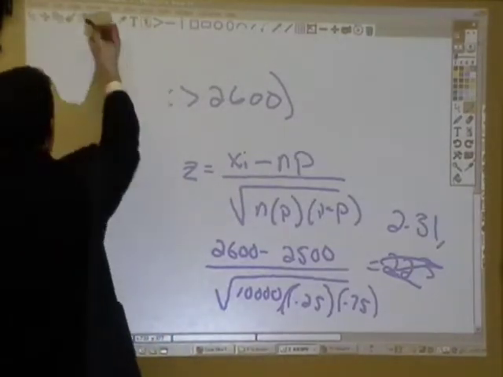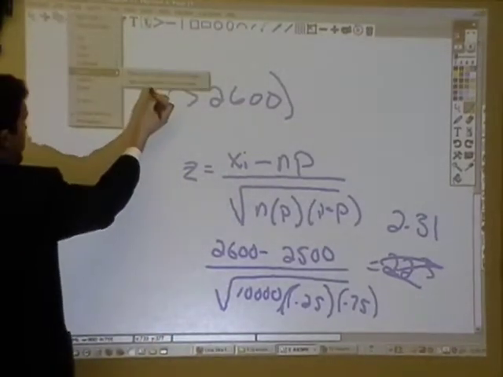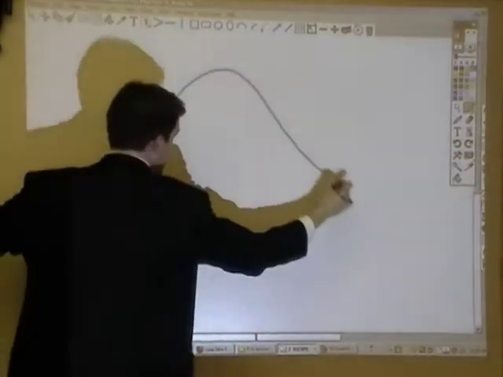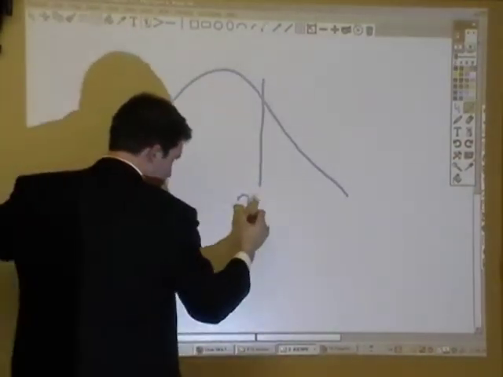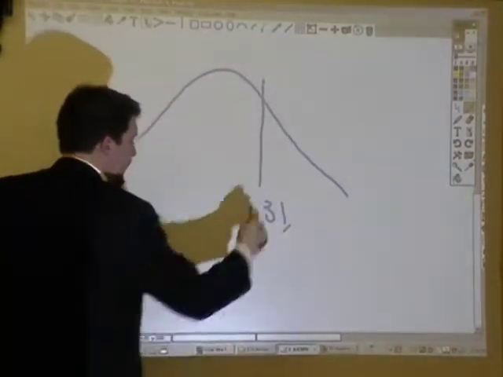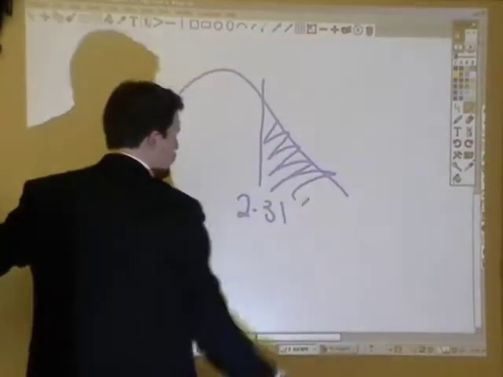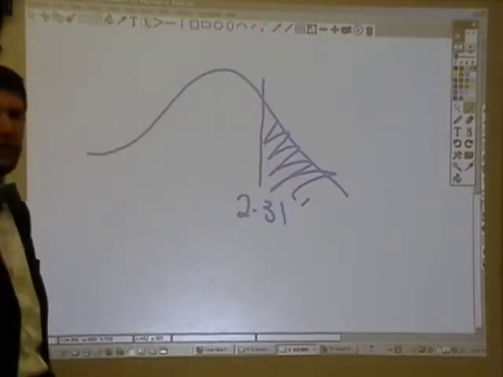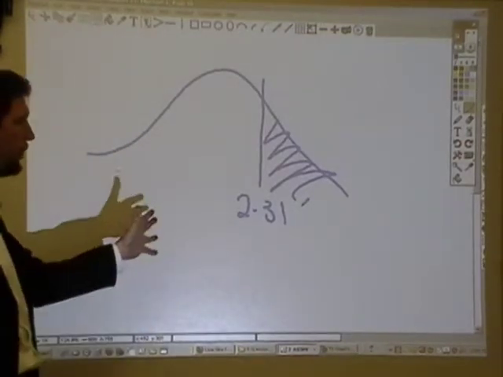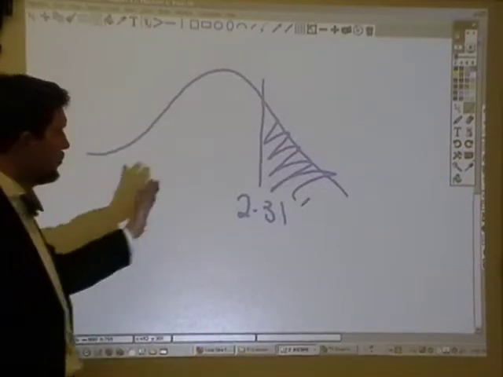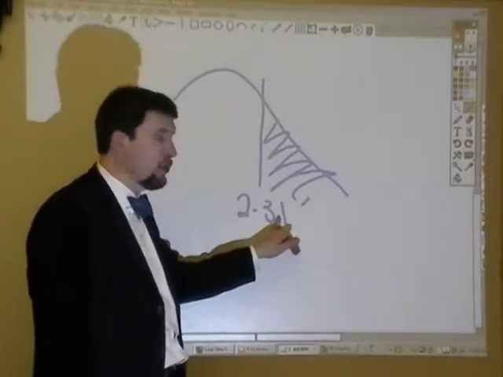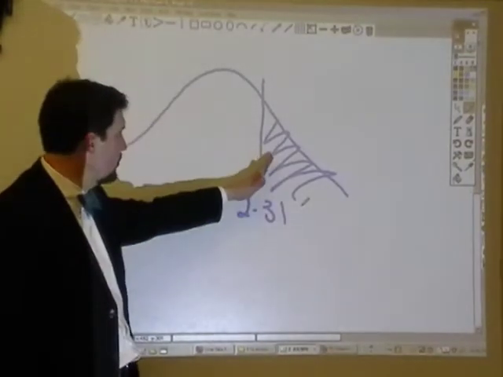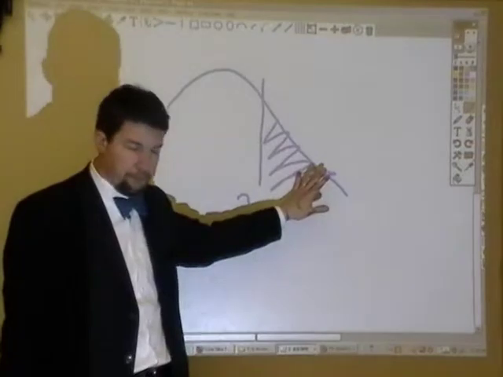Let's talk about the normal curve. Page, insert, new page. Here's my normal curve. 2.31. I want to find the area to the right of that because I want x to be greater than. Okay, it's like the IQ question. What's the probability of having an IQ above 115? So we turned it into a z-score. I'm doing the same thing here. So I could go to the table. I go to the table, I find 2.31. The table gives me area to the left, and I subtract from 1.